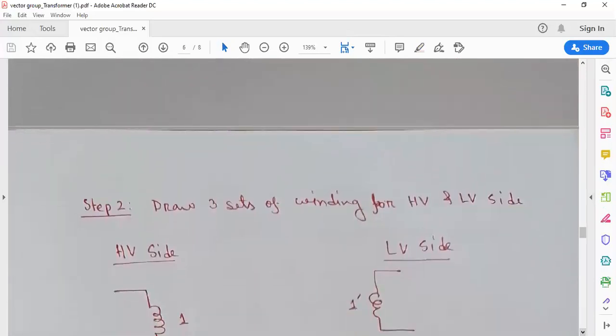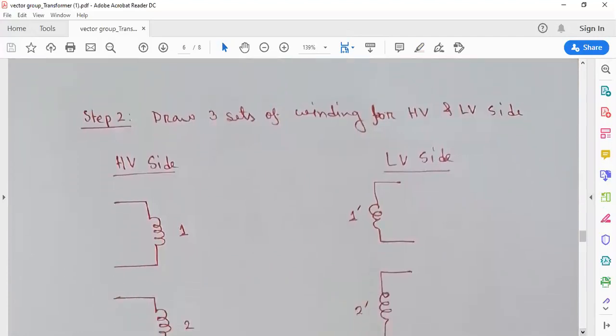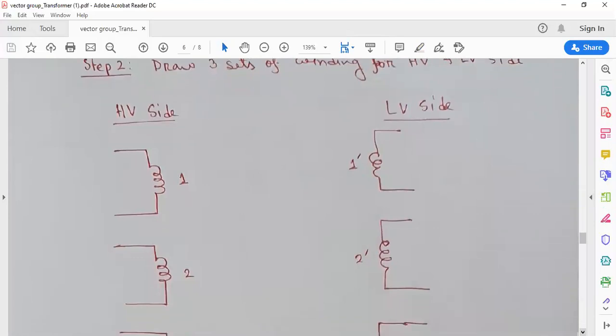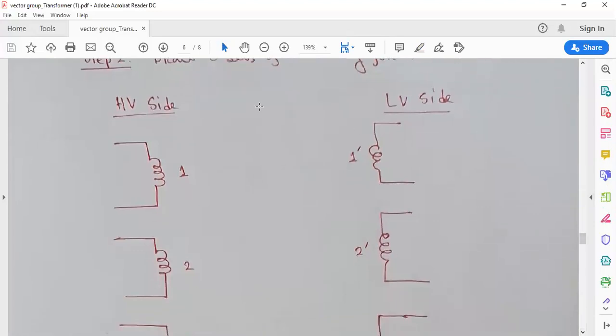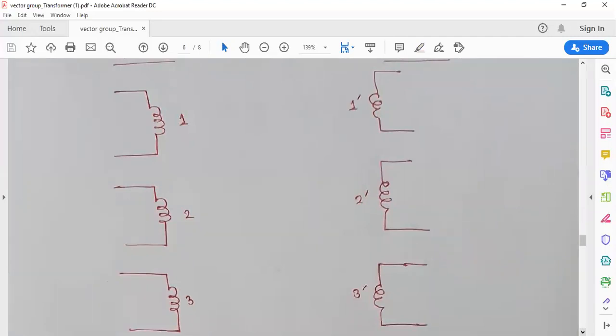Now, the second step is how can we draw the connection diagram. First step is drawing. We know this is a three-phase transformer, so definitely there will be 3 windings in the primary side or high voltage side, and there will be 3 windings in the secondary side, the low voltage side. I have drawn it. I haven't drawn the Y connection or delta connection yet. This is the first winding, second winding, third winding for high voltage side, first winding, second winding, third winding for low voltage side.